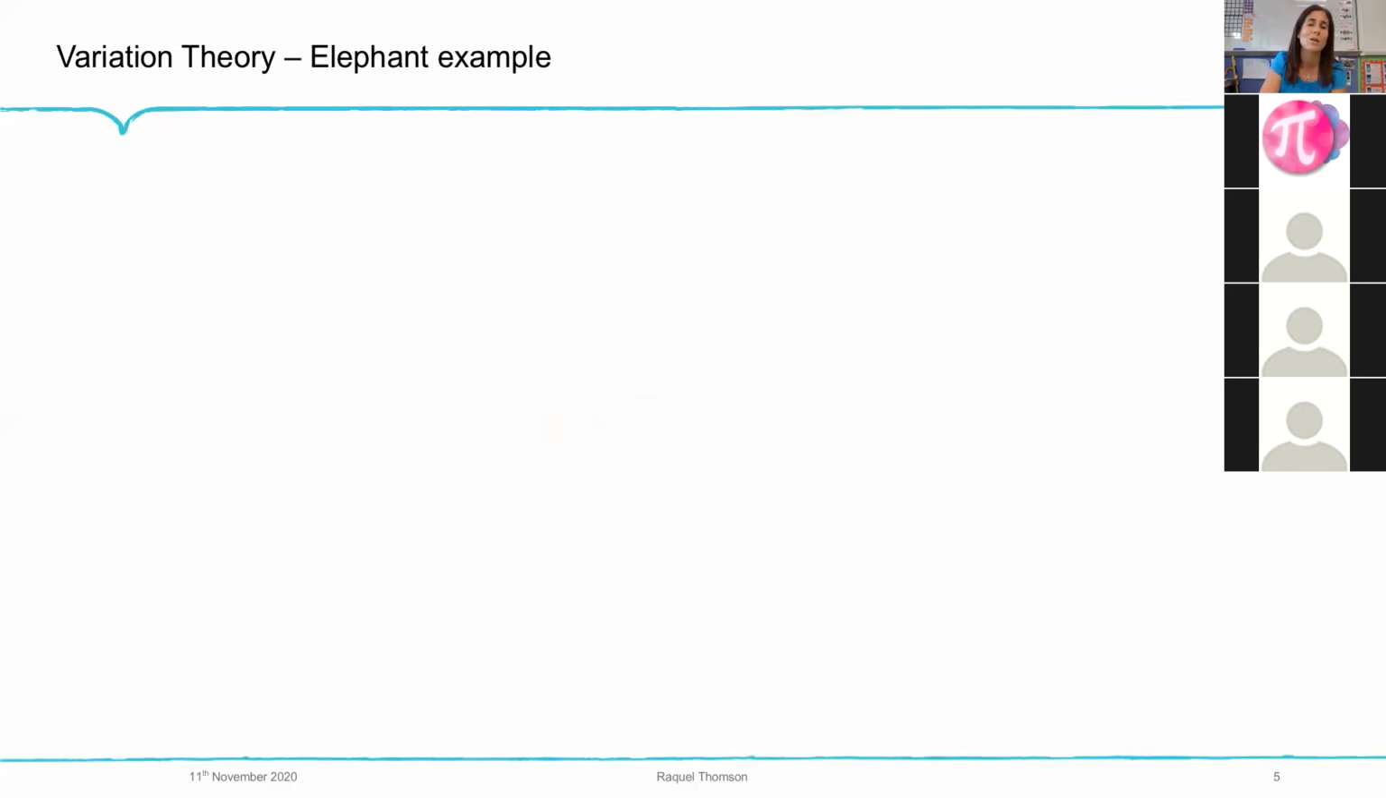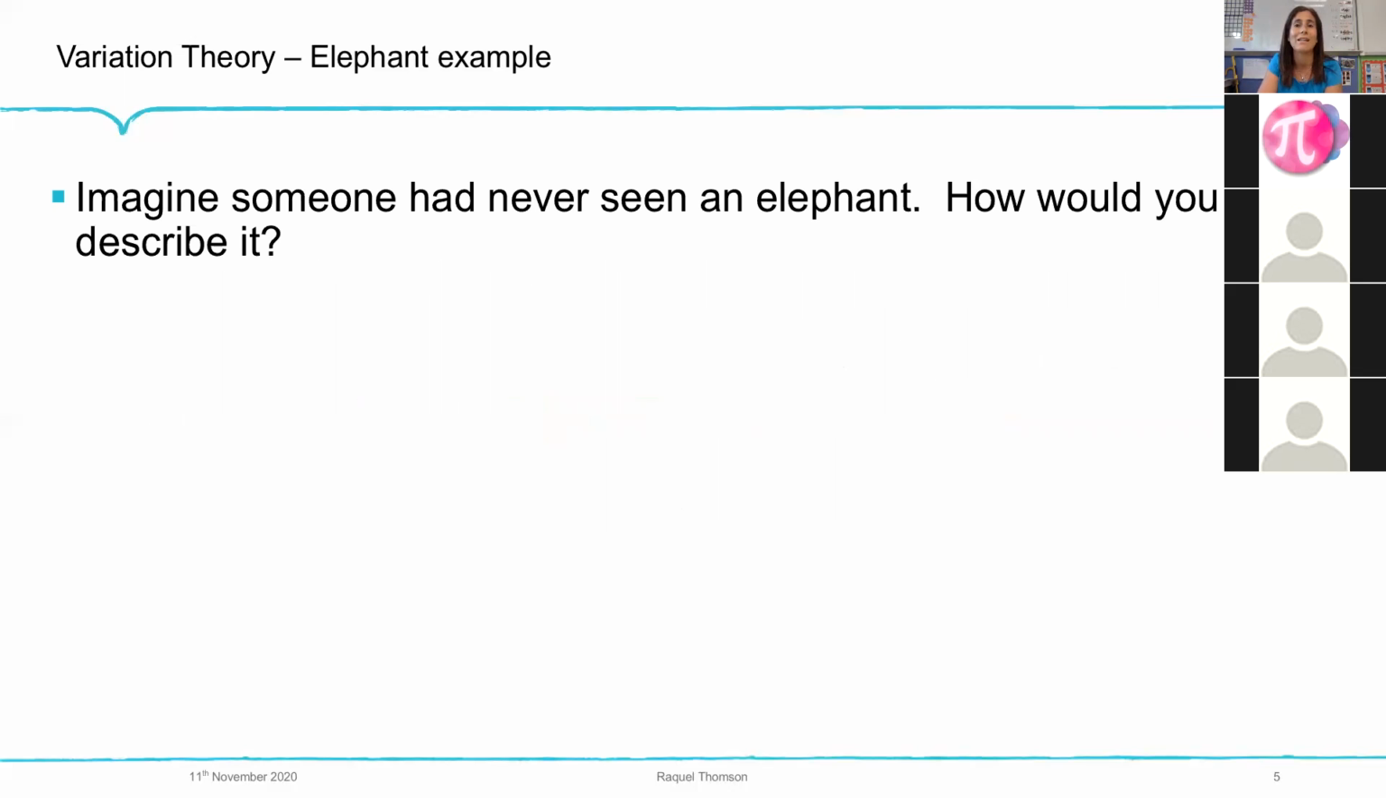So I'm going to go through an example that I have seen in a few webinars that I've attended, or I have seen on YouTube as well, which I think are quite helpful to understand this concept of variation. It's the elephant example, and I'd like you to imagine that someone had never seen an elephant, and how would you describe it to that person? I don't know how interactive you would like this webinar to be. I like it to be interactive. If you'd like to type in the chat what you would say makes an elephant, some keywords that would describe an elephant.